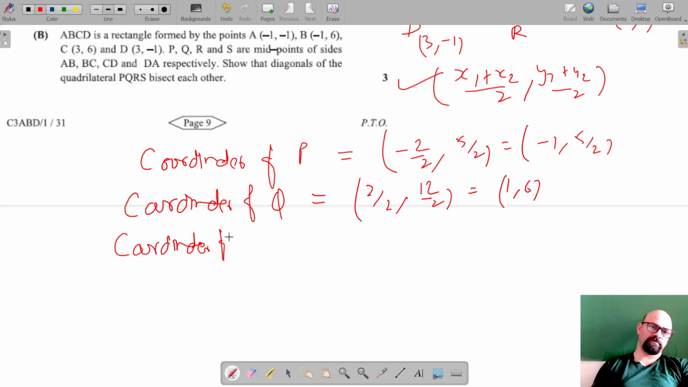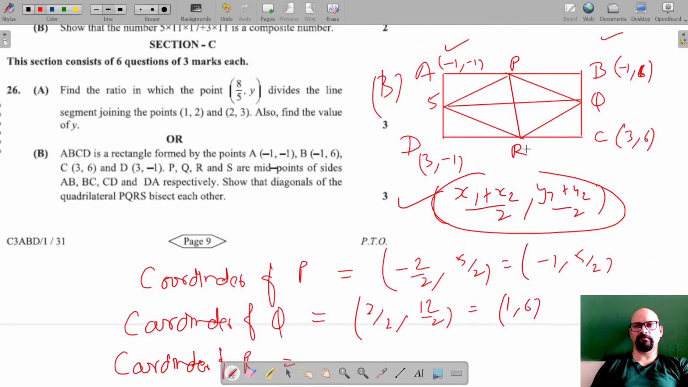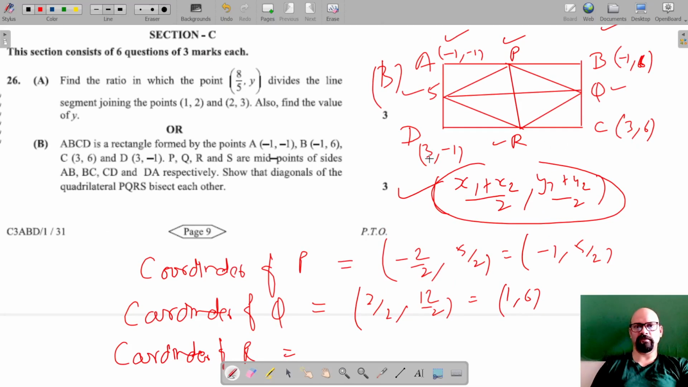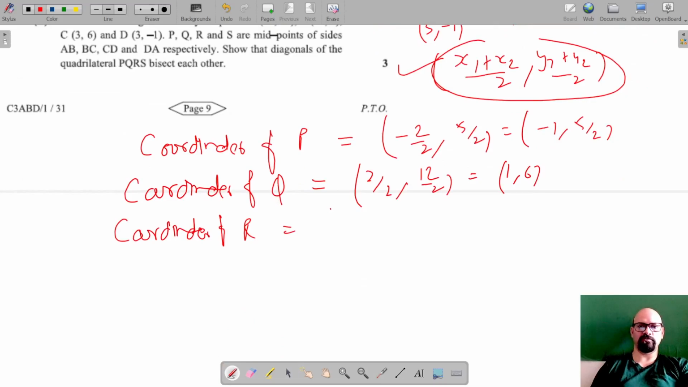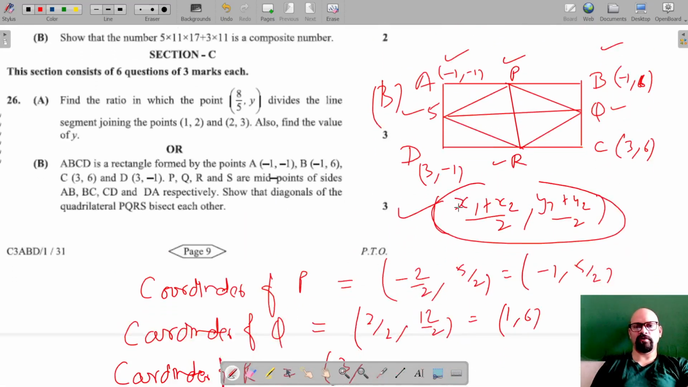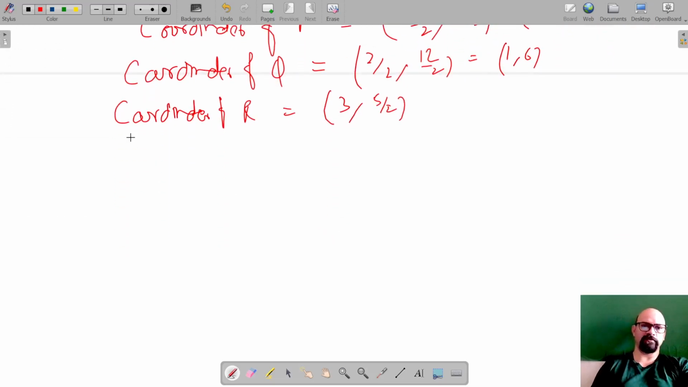So the coordinates of R. We are using this formula to find the coordinates of these midpoints P, Q, R, and S. For R, 3 plus 3 is 6, divided by 2 is 3, and 6 minus 1 is 5. So this is 3, 5 by 2. So 3, 5 by 2 are the coordinates of R, and now the coordinates of point S.